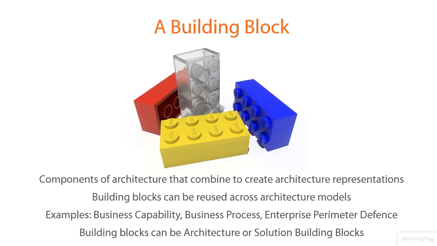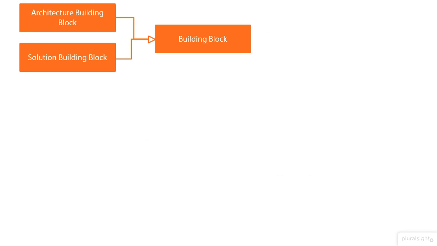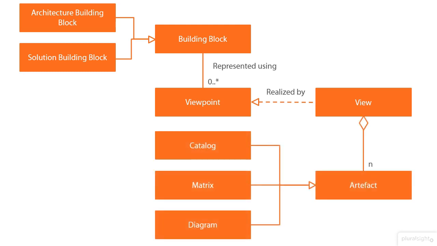So to reiterate once again for clarity, a building block can be of two types, an architecture building block or a solution building block. Building blocks can be represented from the perspective of well-defined viewpoints. Viewpoints are realized through views. Views are composed of artifacts, which can be a catalog, a matrix, or a diagram. An architecture deliverable is composed of many views of architecture suitable for various classes of stakeholders.